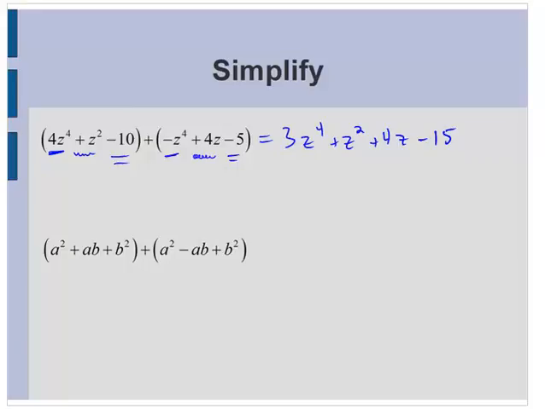a squared plus ab plus b squared plus a squared minus ab plus b squared. Again, I've got some a squared terms. So that would be 2a squared. I've got a plus ab and a minus ab. Those are opposites and would add to 0. So I'm not going to write anything in their place. And then finally, I've got a b squared and another b squared. So that would be a plus 2b squared.